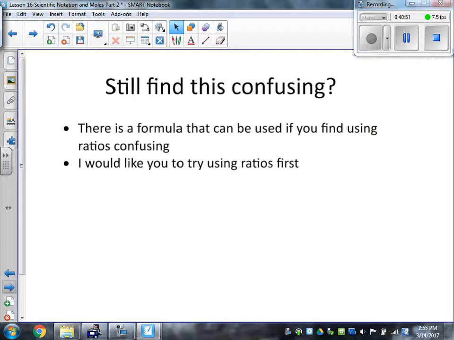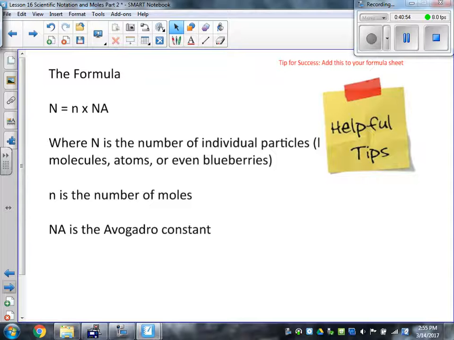So, if you still find this confusing, you can use a formula. N is the number of individual particles, atoms, or even blueberries or pennies or whatever you want to call it. So that's the number of individual molecules or formula units. n is the number of moles, and Na is called Avogadro's number, the 6.02 times 10 to the 23. If you understand formulas better, maybe that's going to work for you instead of equivalent fractions or trying to cancel out units.